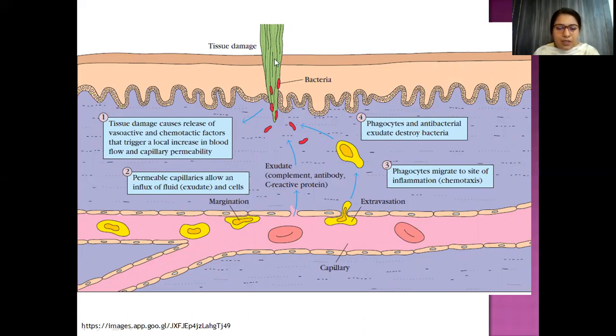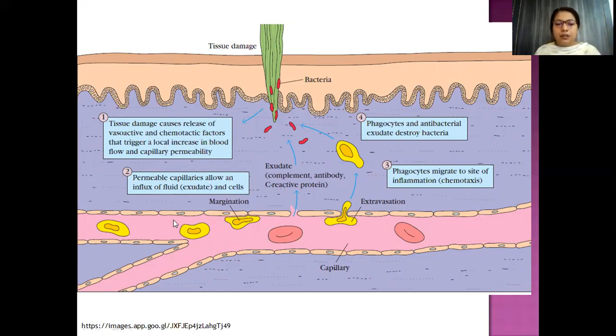Here something has damaged the tissue, and with this, bacteria enter our skin. After skin damage, when bacteria enter, there is tissue damage, which causes release of vasoactive and chemotactic factors that trigger a local increase in blood flow and capillary permeability. Second, permeable capillaries allow an influx of fluid and cells. Here you can see the blood capillary. The blood capillary becomes dilated, meaning it enlarges itself and moves towards the infected or damaged area.